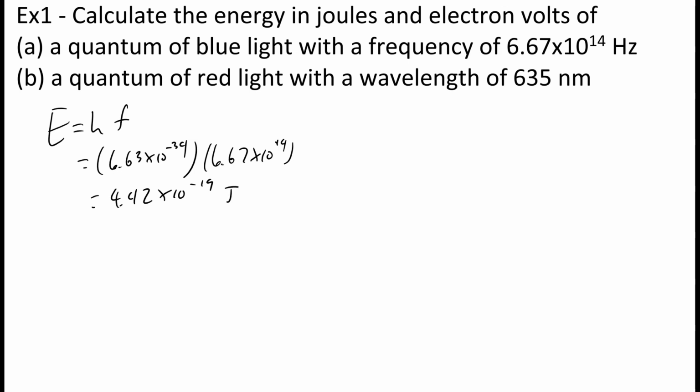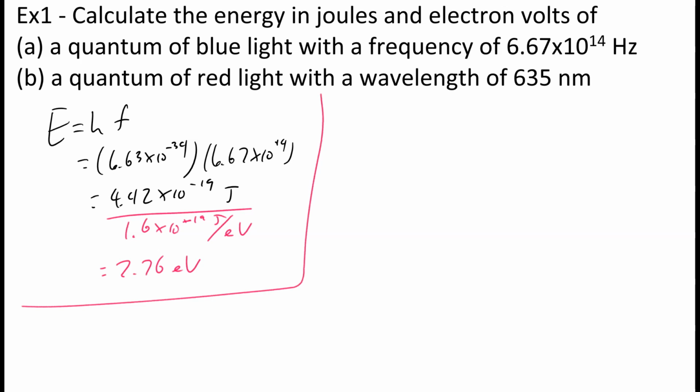And that's in joules. And as we talked about in the previous video, when we're talking about small energies like this, what we end up using is electron volts. So in this particular case, we're going to divide it by 1.6 times 10 to the negative 19 joules per electron volt. And when I plug that into my calculator, I get an answer of 2.76 electron volts.